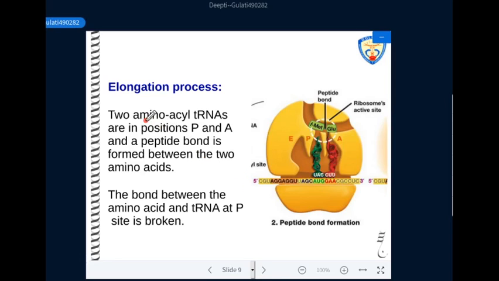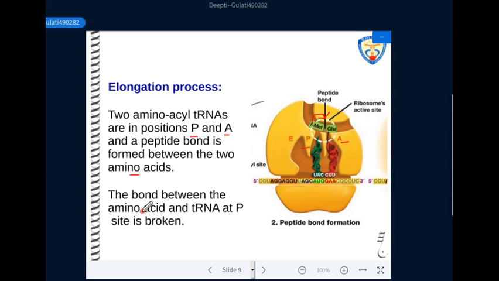So now what we have is that two aminoacyl tRNAs are positioned, one in the P site and one in the A site. So the next step is a peptide bond will be formed between the two amino acids. The amino acid which is present on the P site tRNA is always donated to the amino acid on the A site tRNA. Therefore, the P site is also known as a donor site and the A site is also known as an acceptor site.